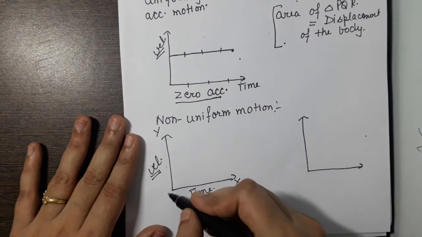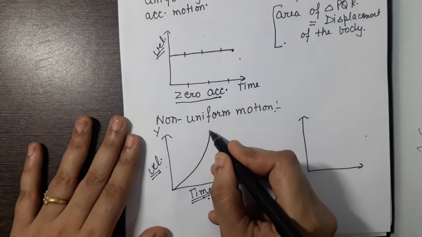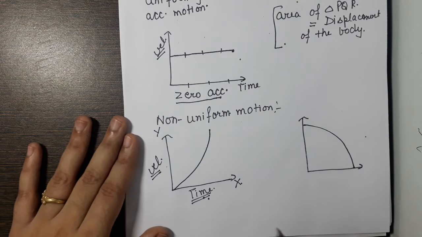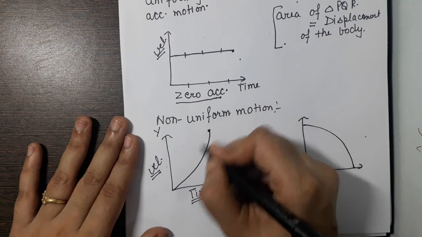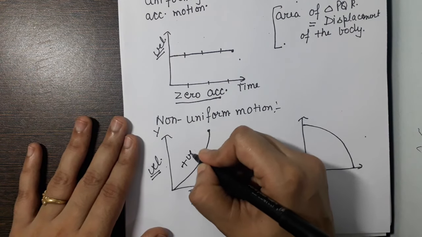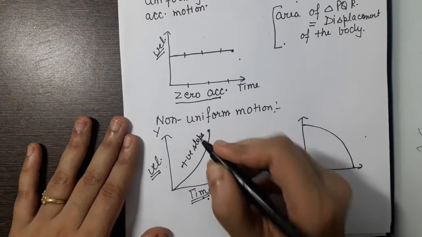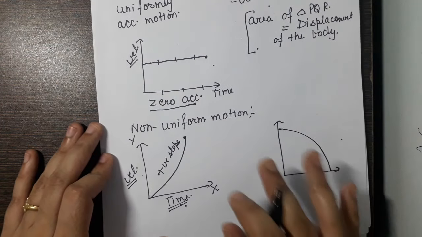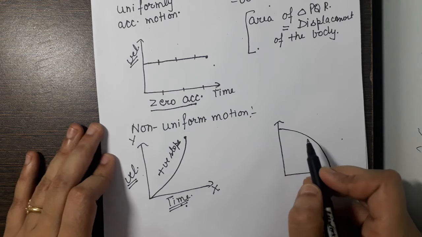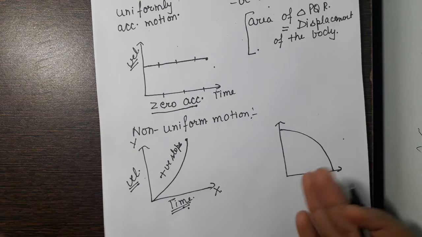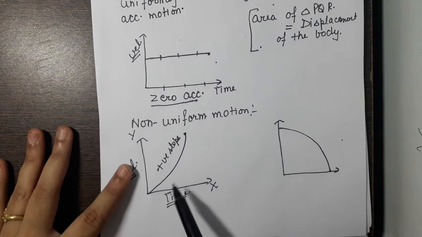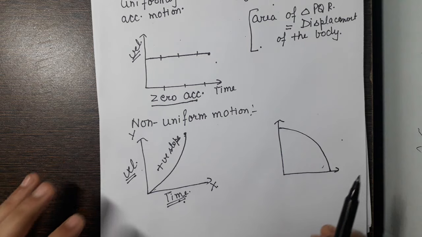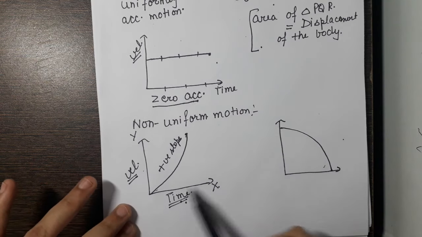So here such types of graphs will be formed. We can represent it like this, we can represent it like this. So this is a positive slope, that is, acceleration is increasing. Here a negative slope means velocity is decreasing. So here velocity is changing but not uniformly. With unequal amounts velocity is changing with time.